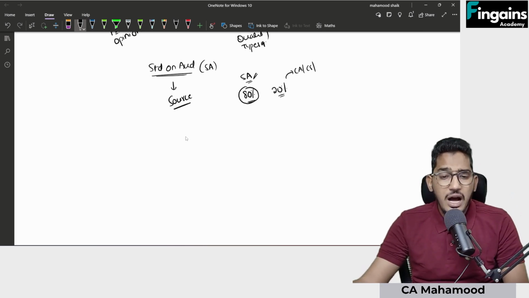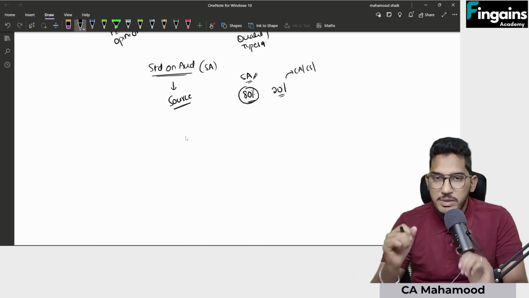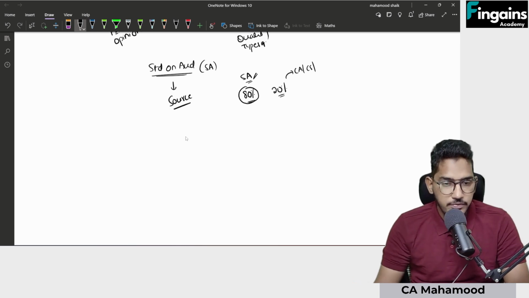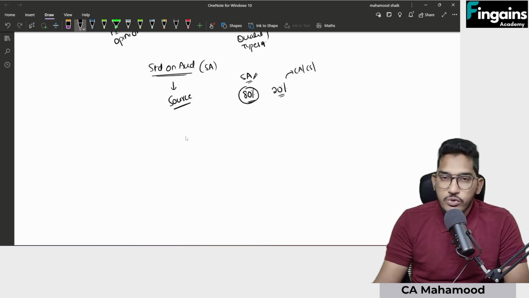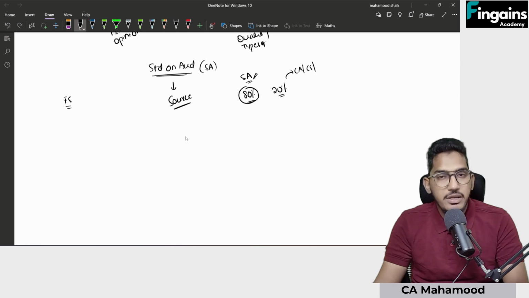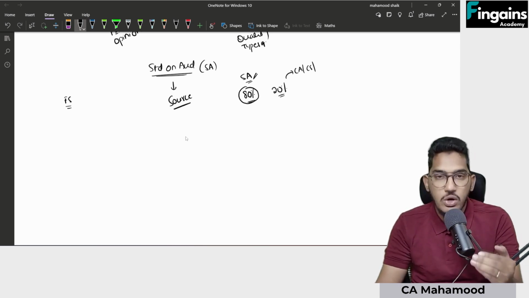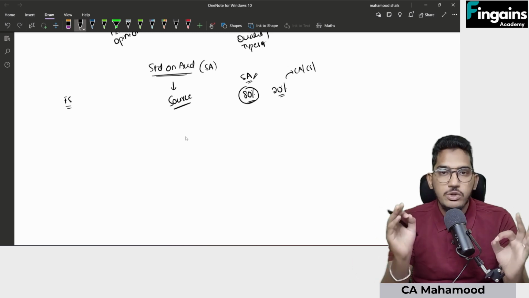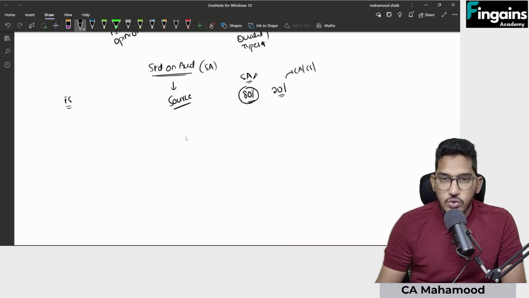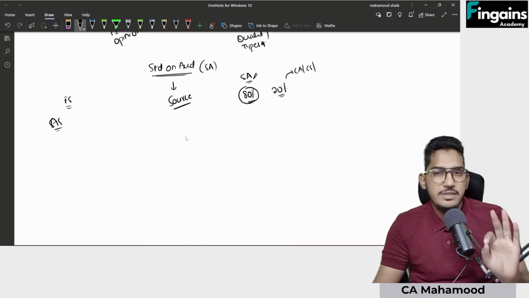Now, what are these standards on audit? Let us try to spend some time in understanding this matter. As we all know, when you prepare the financial statements or maintain the books of accounts, you are required to do so according to some set of rules and regulations. Do all agree with me? Those rules and regulations are nothing but the accounting standards you follow.